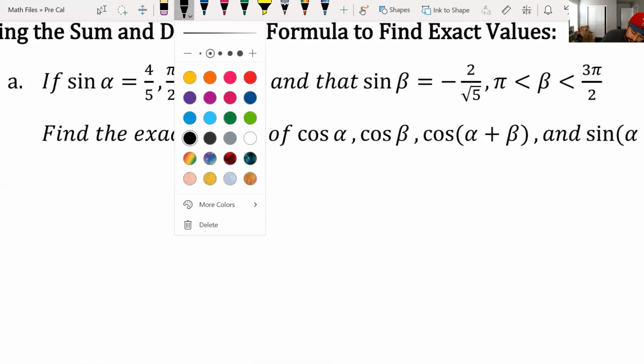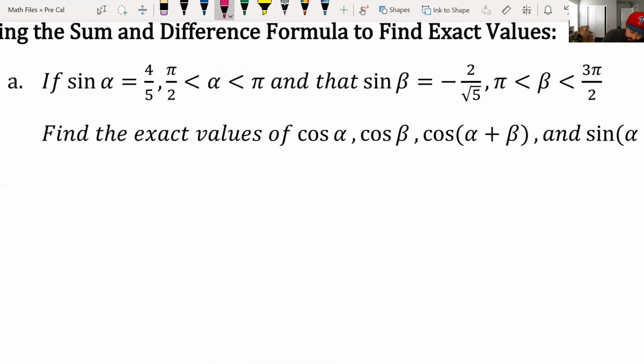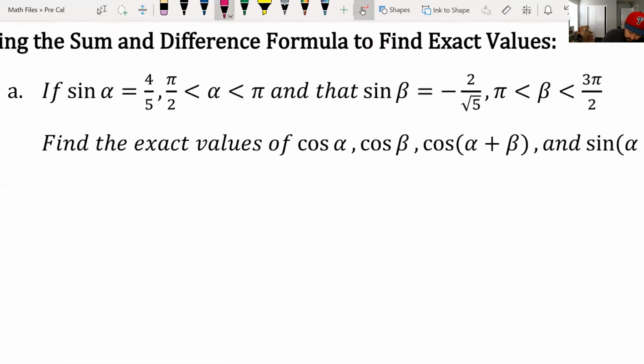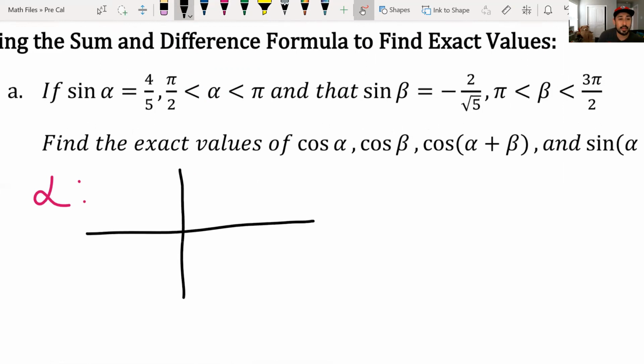So for alpha, here's my unit circle, and it says alpha is stuck between pi over 2, which is up here, and pi. This means that we are stuck in quadrant 2. So here is alpha.